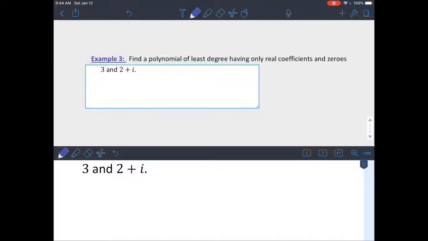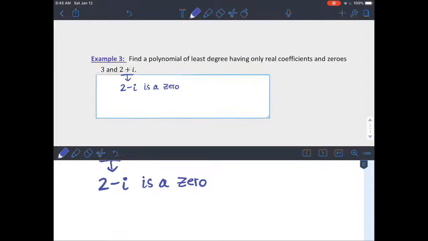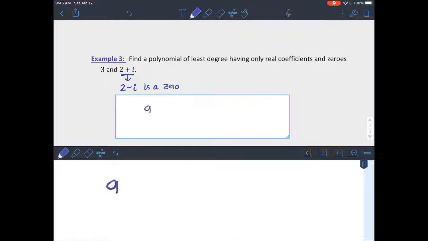Let's do one where you have some zeros that are complex numbers. So if 2 plus i is a 0, don't forget that that means that 2 minus i, your conjugate, is also going to have to be a 0. So whenever you're writing this polynomial out, well, the only thing we really have requirements-wise is those zeros. So let's just do our factors.